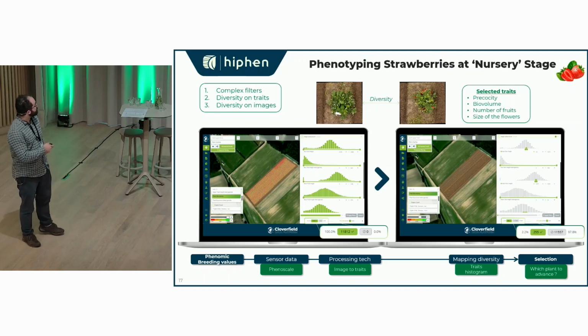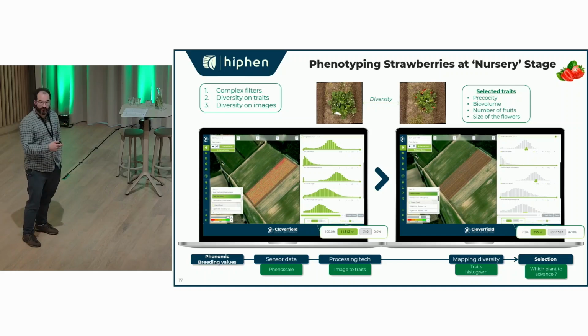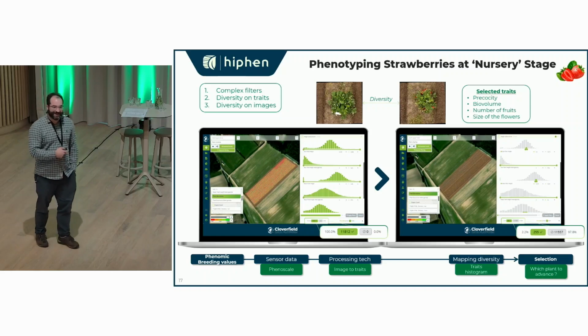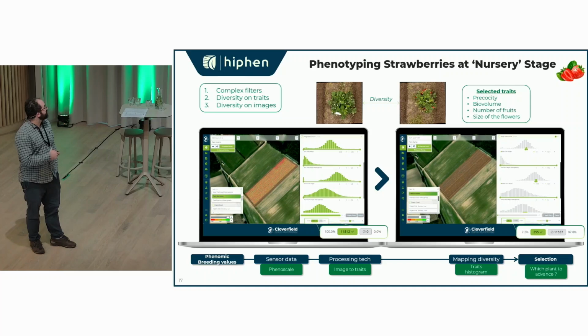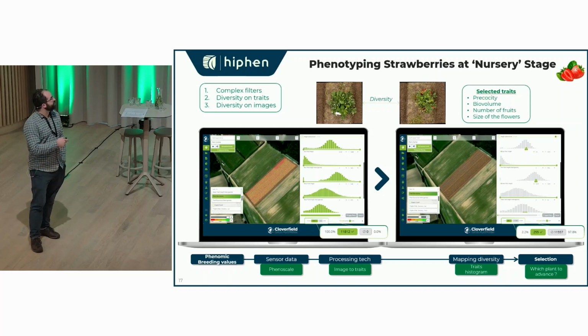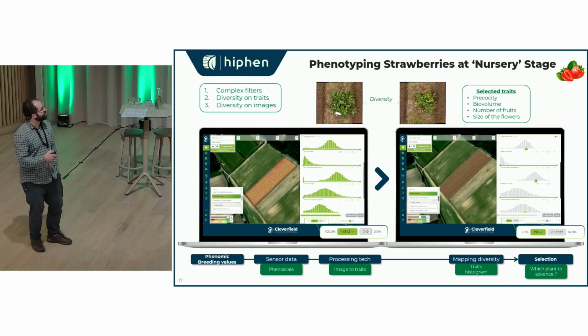And so the game for the breeder is to walk into those nurseries where they have 10,000 plants and just pick the best one. And they literally do that without sensors today in this company. And so what we did was we flew with drones. We're able to measure precocity, that is the appearance of the first flower, biovolume, number of fruits, and size of the flowers, which is highly correlated to the size of the fruits.